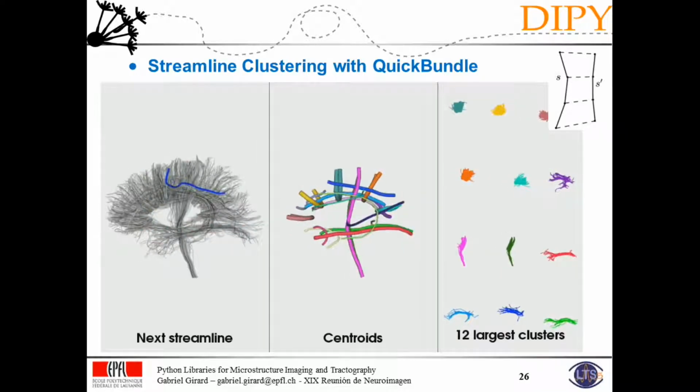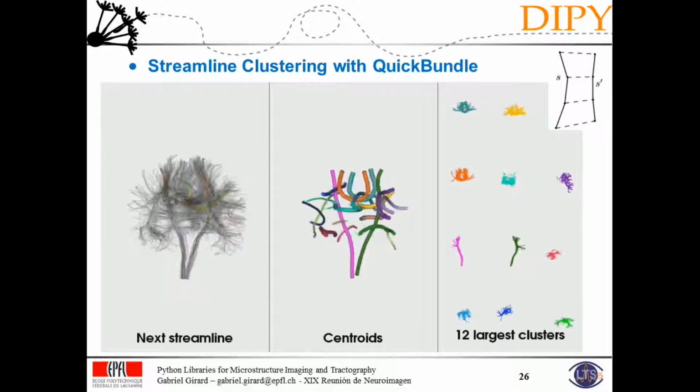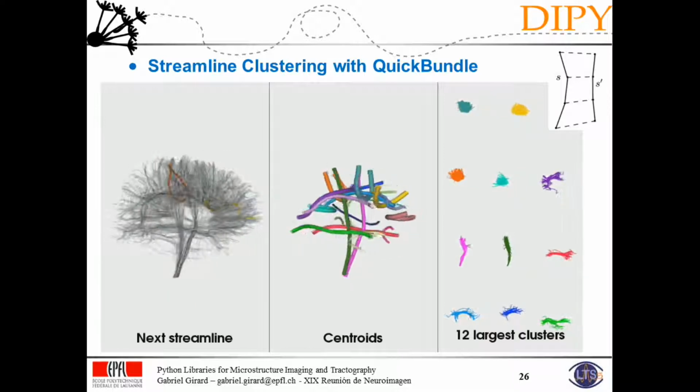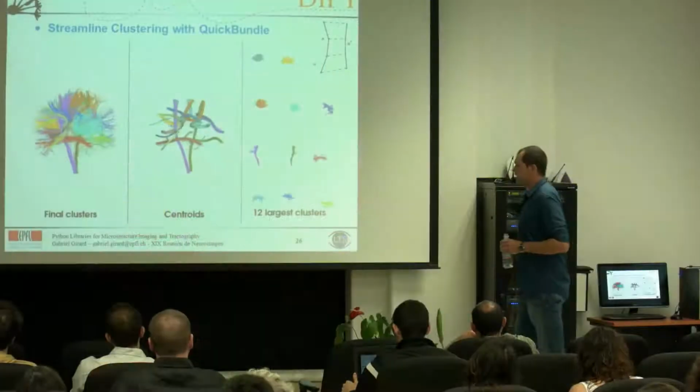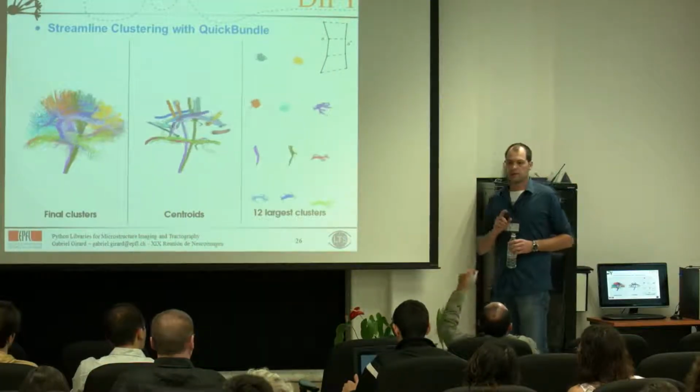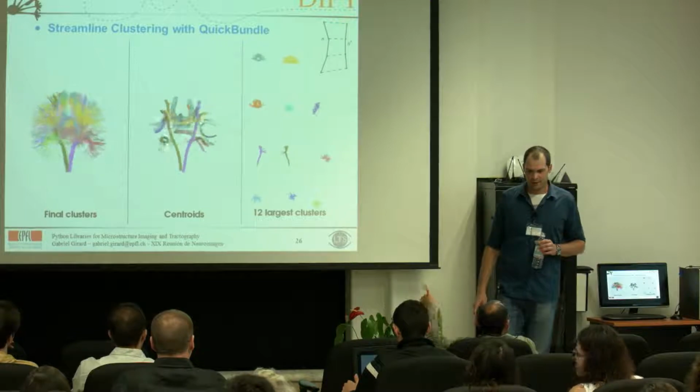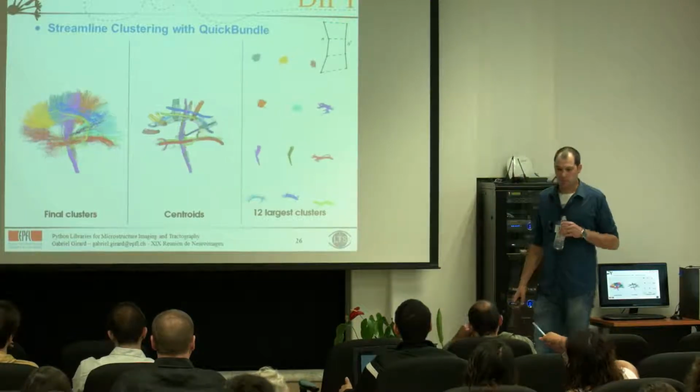So this way you can simplify your big set of streamline that you computed by a subset of centroid that approximate your connectivity. Is that the Eleftherios Garibaldi's algorithm? Yes, this is the quick bundle algorithm.